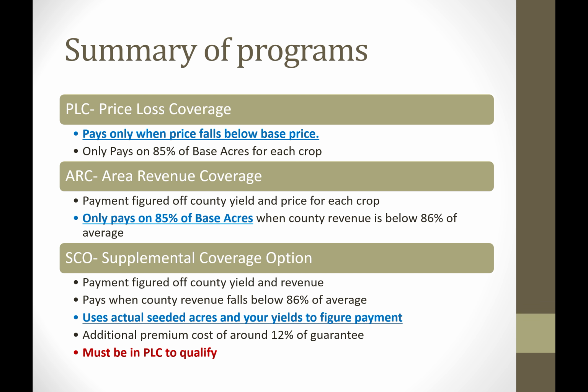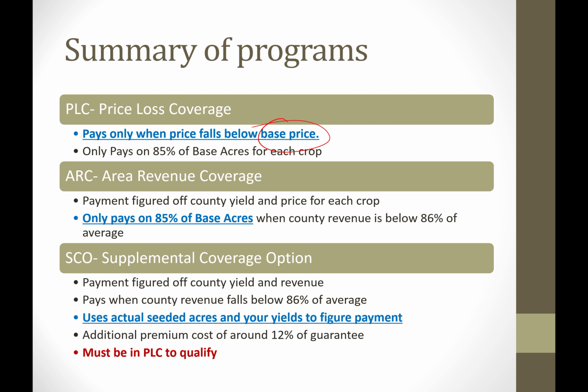PLC pays only when the price falls below a set base price. We'll go through what those prices are. ARC works kind of like a giant crop insurance policy for the entire county. So once the county falls below a certain revenue trigger amount, which like for Toole County, let's say the wheat had a 30 bushel average and the 5-year average of the wheat price was $5. You'd start with $150 an acre for the county. The county comes in below 86% of that, then it's going to trigger at 85% of your base acres.